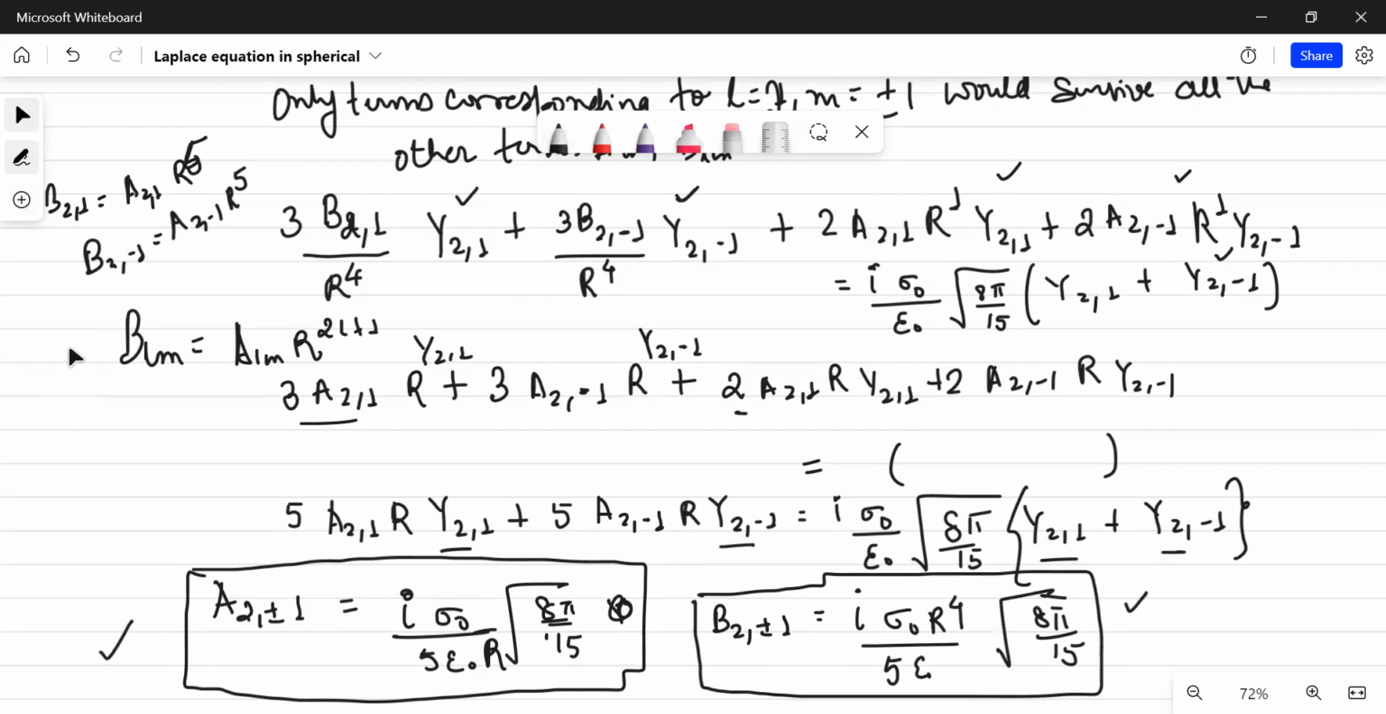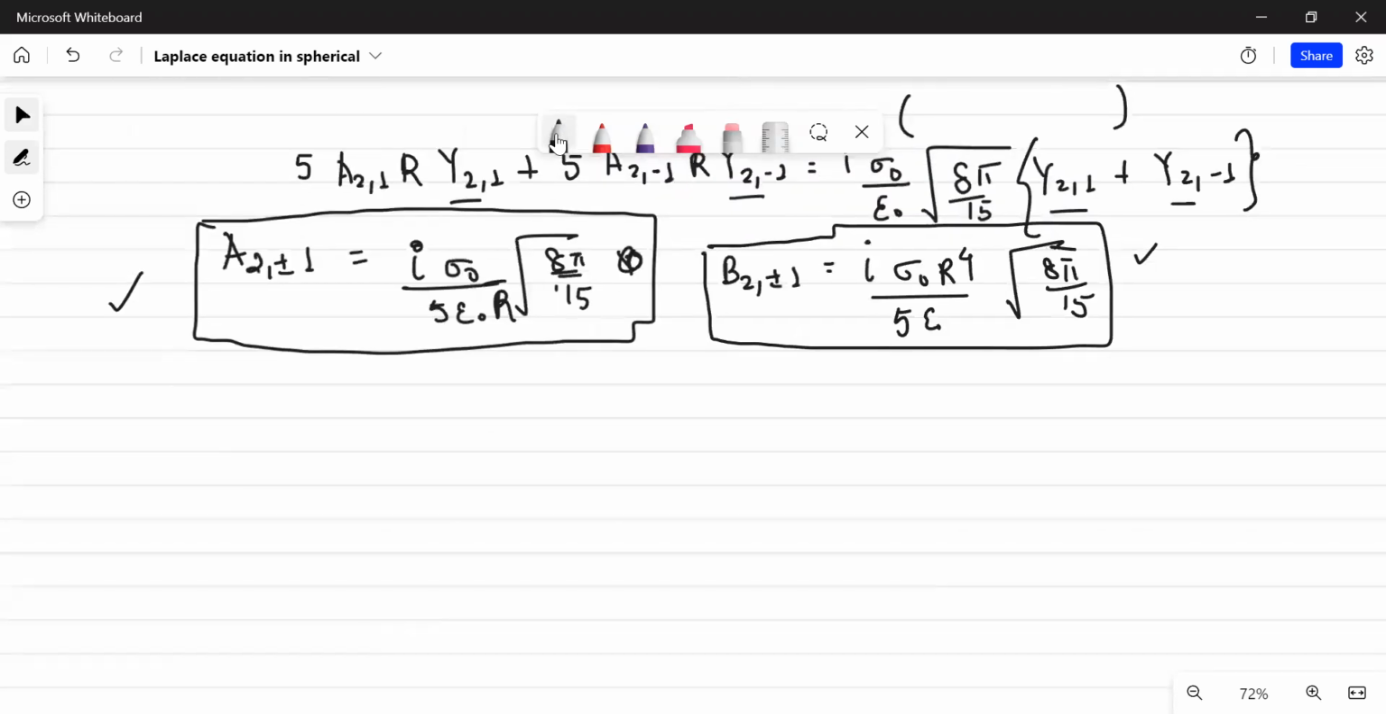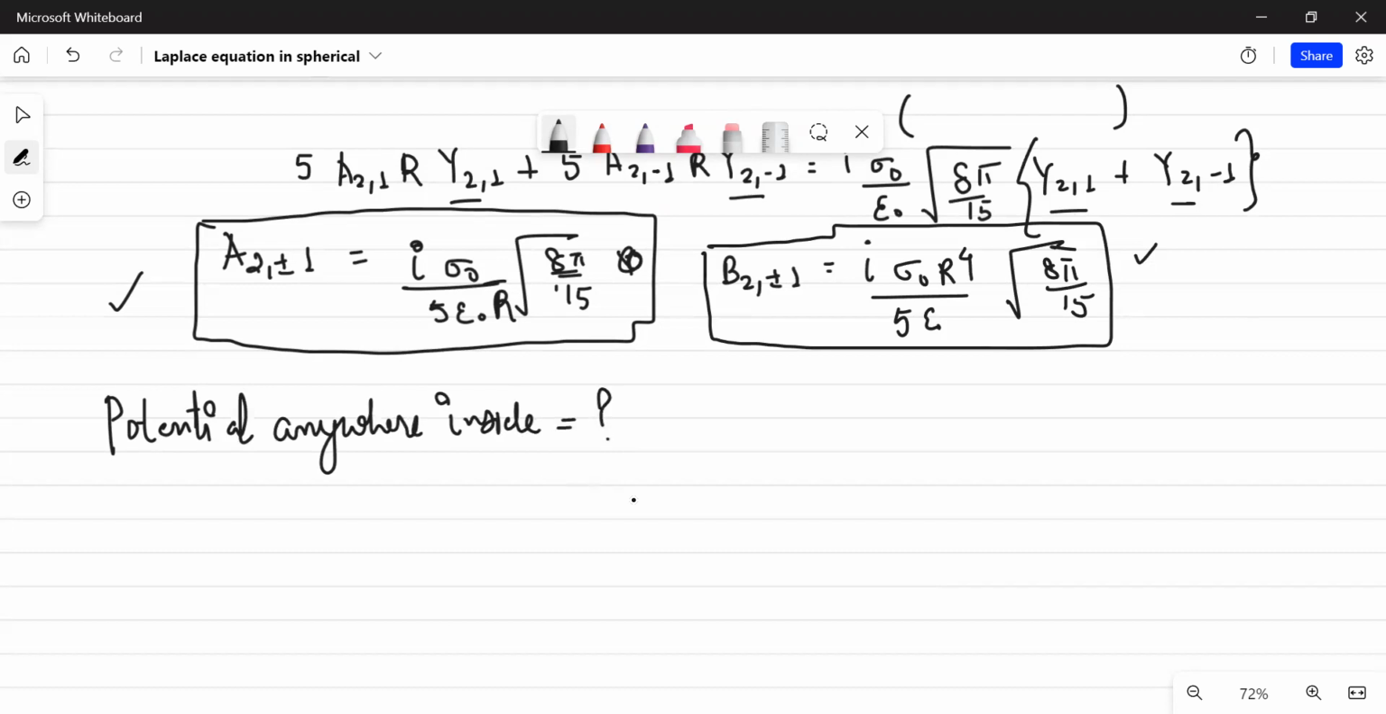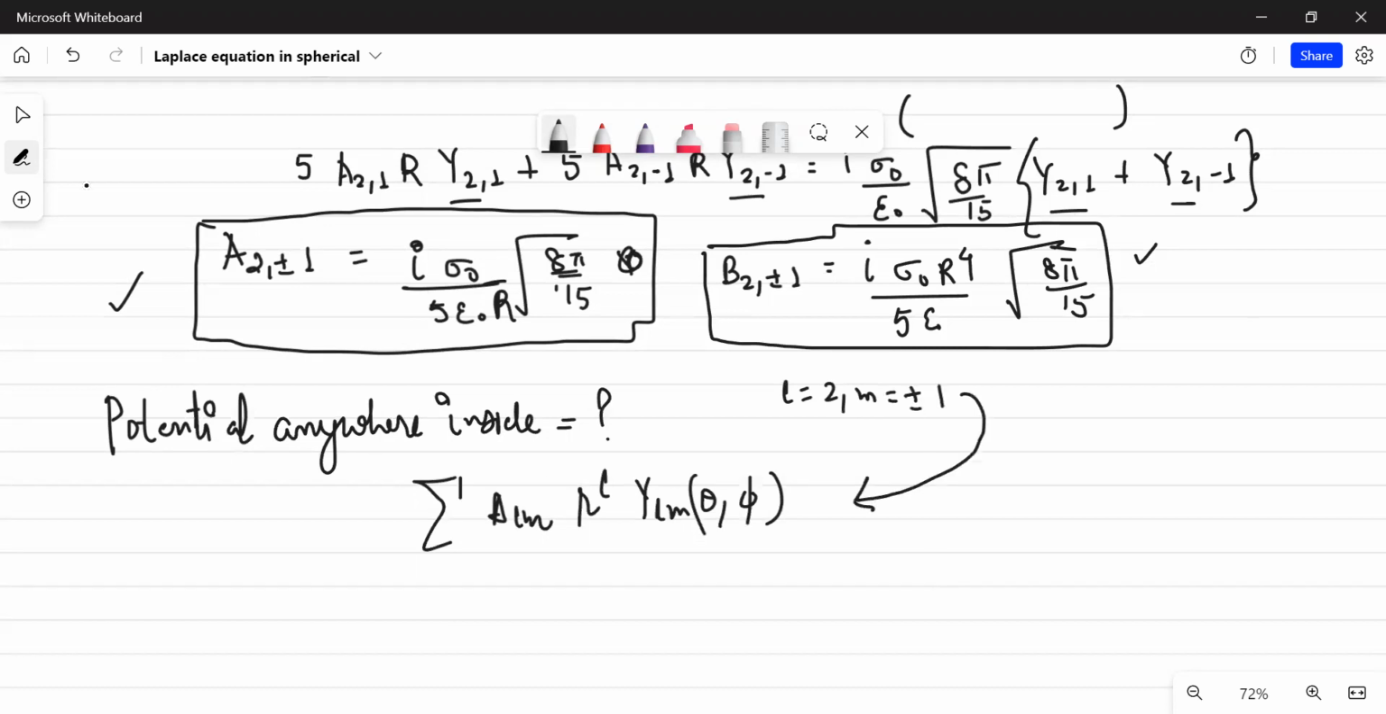Okay. Now, if I want to write the potential inside, if I want to write the potential anywhere inside, what will it be? I know my potential inside is given by the summation of A_LM, and then this is A_LM r raised to power L, and then this is Y_LM theta comma phi. So I know that only my L equals 2 and M equals plus minus 1 terms are surviving. So I'll replace it all over here. So what will it come out as?